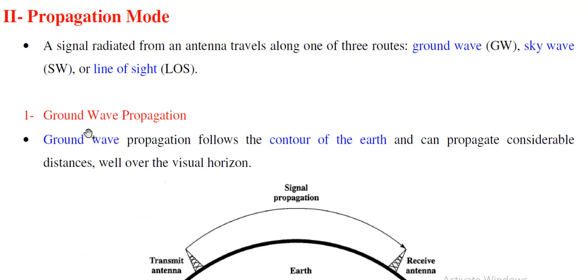So the first type is the ground wave propagation. This type is characterized by following what we call the contour of the Earth, which means that it doesn't go above the Earth. It goes with the Earth and propagates till it reaches the receiving antenna. The sending antenna and the receiving antenna don't need to see each other. They don't need to be in line of sight, which means that the signal will propagate following the contour of the Earth, which is a very good characteristic for such kind of transmission.